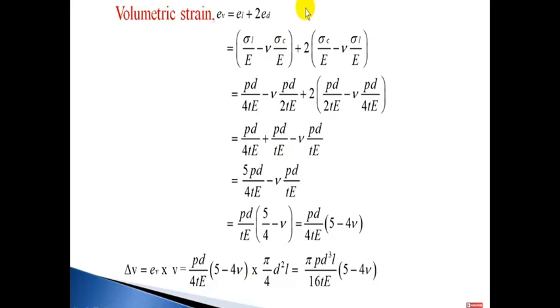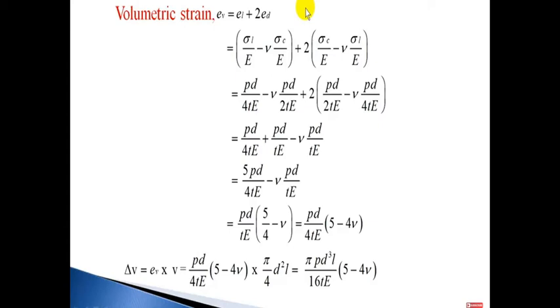Next, volumetric strain is equal to longitudinal strain plus 2 into diametrical strain. So you can write the formula for longitudinal strain and diametrical strain. So write the equations.